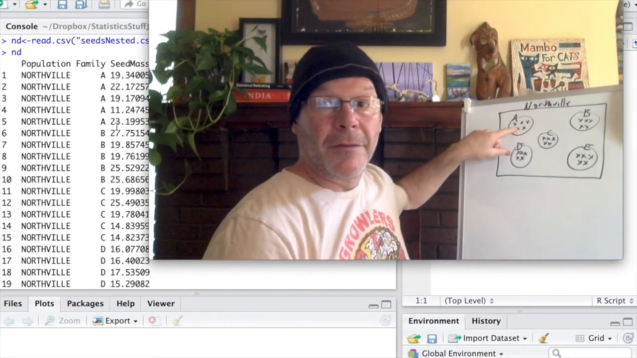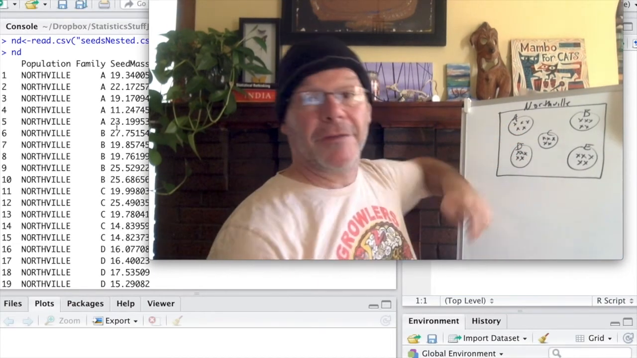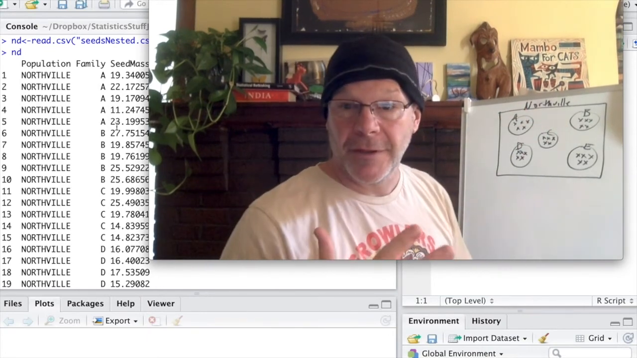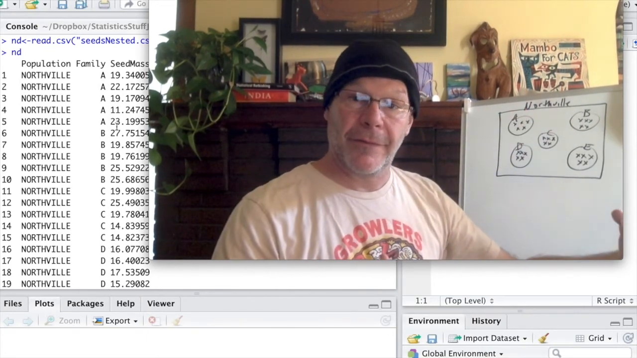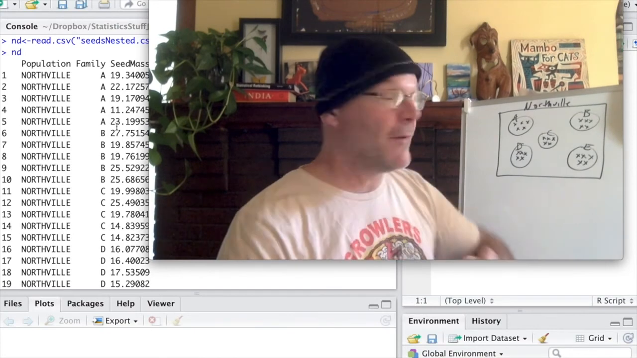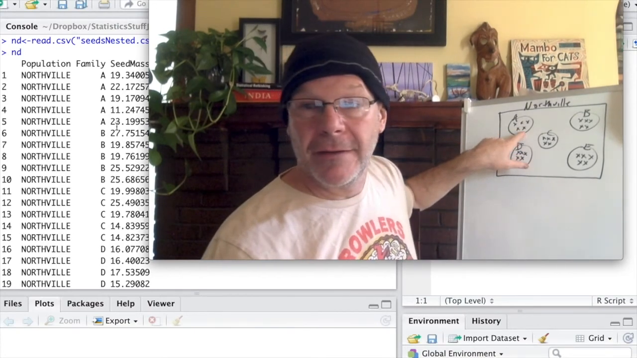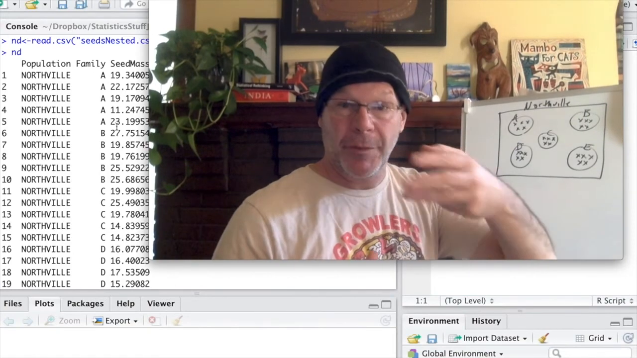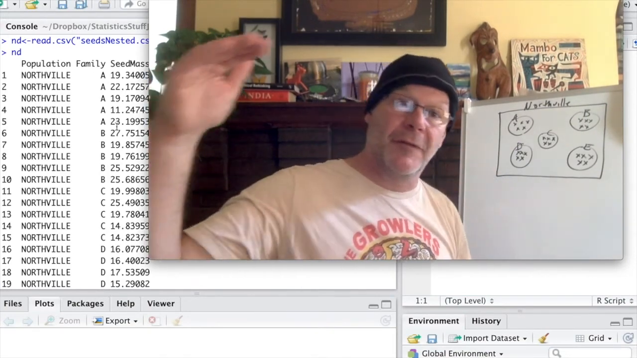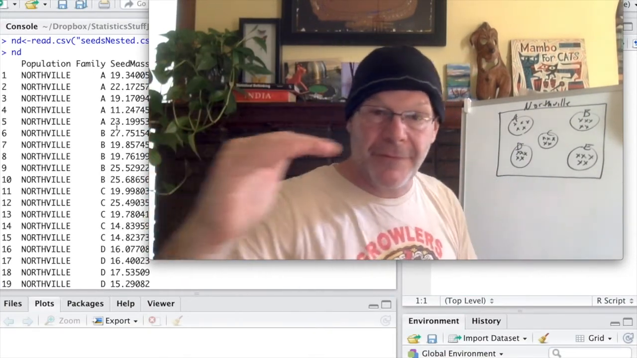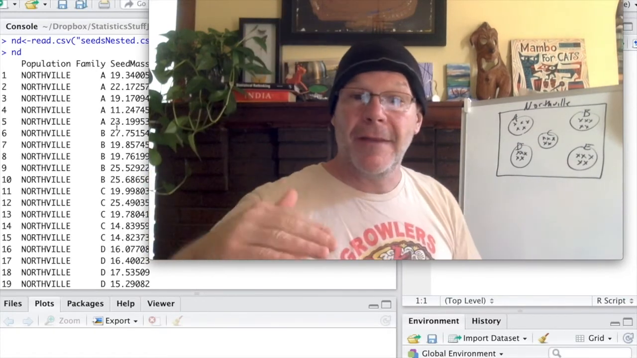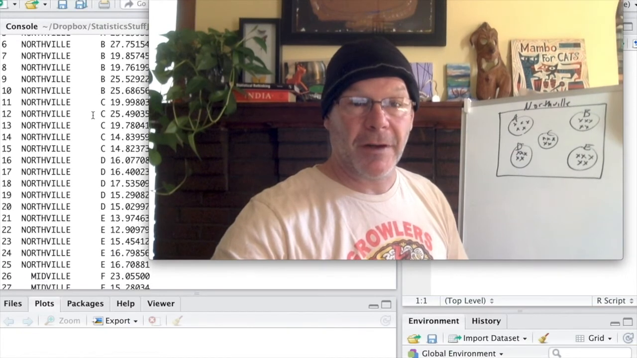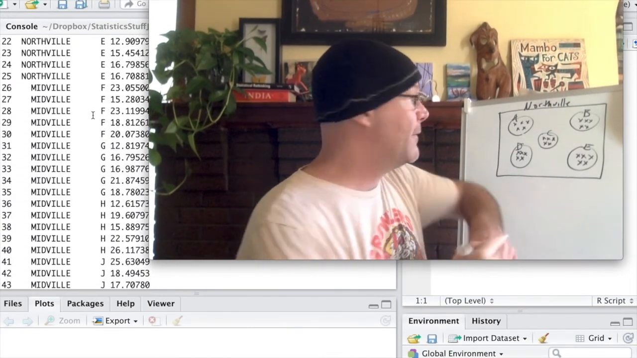This is what our experimental design is, and this is why it's called a nested analysis. The 5 families are nested within Northville, and then the 5 replicates within each family are nested within family. So here we have 3 different hierarchical levels. We have the level of population, the level of family within population, and then the individuals within family.